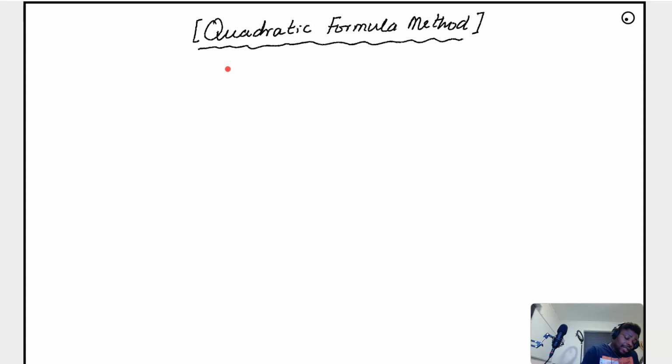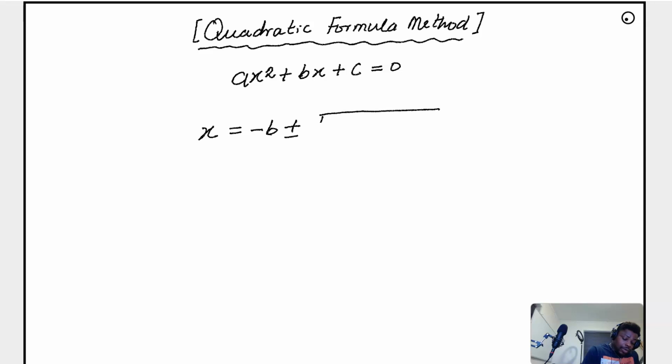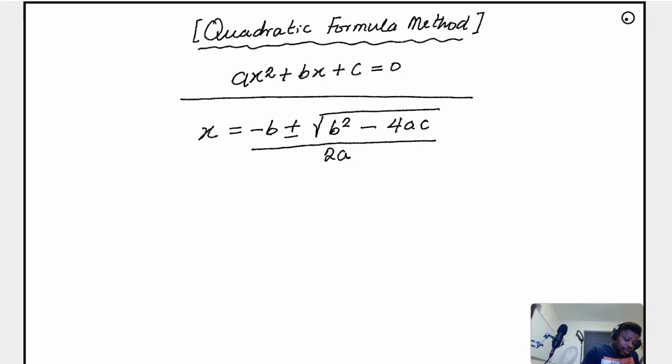A general quadratic equation is ax squared plus bx plus c is equal to 0. Here, the variable x was solved for using the completing the square method, and x is given as minus b plus or minus the square root of b squared minus 4ac, all over 2a. So this formula here is known as the quadratic formula.